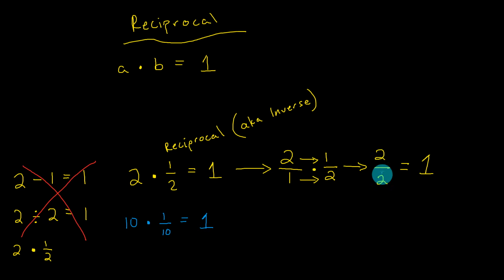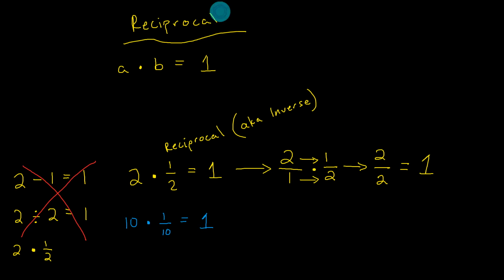Another way of thinking about this is any number written as a fraction over itself will always be equivalent to the value 1. Therefore, multiplying any number by its reciprocal gives you a product of 1.